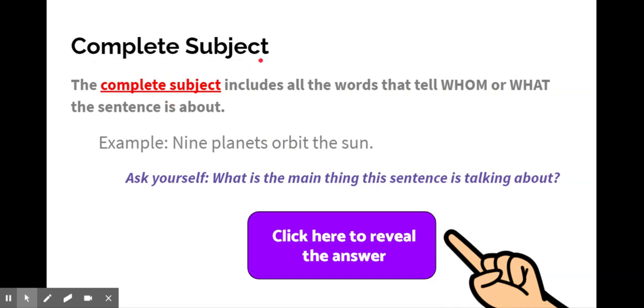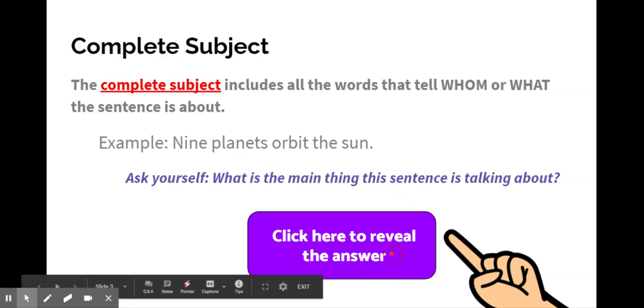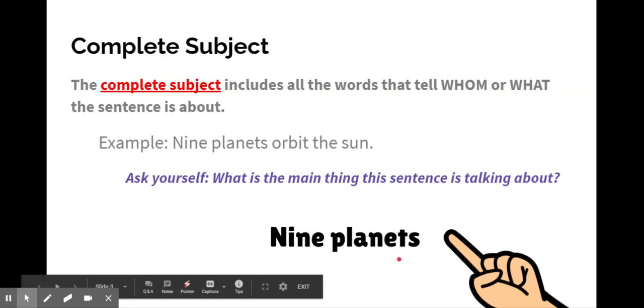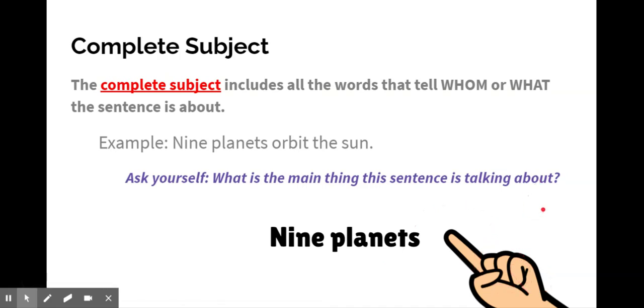So we're looking for complete subject. If this said simple subject, well, we know that this sentence is talking about planets. So simple subject would be planets, but complete subject, how many planets? We're talking about 9 planets. So we need to ask ourselves, what is the main thing this sentence is talking about? Well, we just answered that. It's talking about the 9 planets. So let's click on here to see if we're right. 9 planets. We are. Like my Bitmoji hand. It's kind of weird. But we're going to keep looking at it on the next few slides.